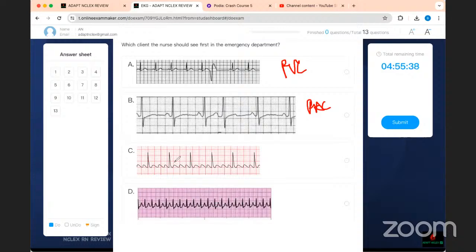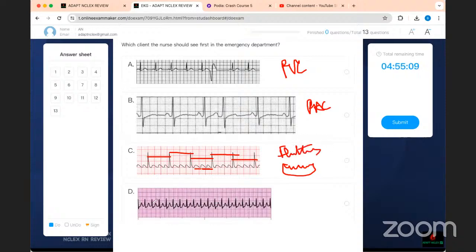Then look at this guy. The rhythm is still uniform. Always check the rhythm. From here to here, the distances are the same. I see a P wave, but I see a bunch of P waves, right? And these P waves look sawtoothed. I can't distinguish the T wave. I see more than 1 or 2 P waves. These are flutter waves.